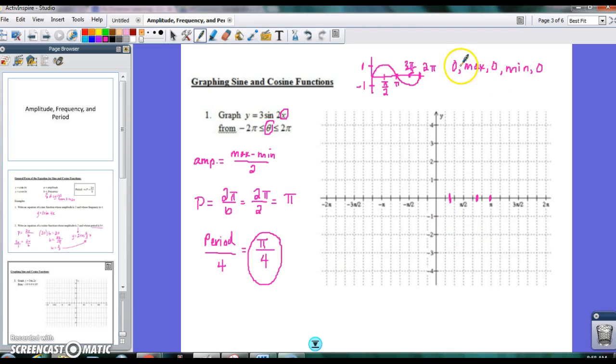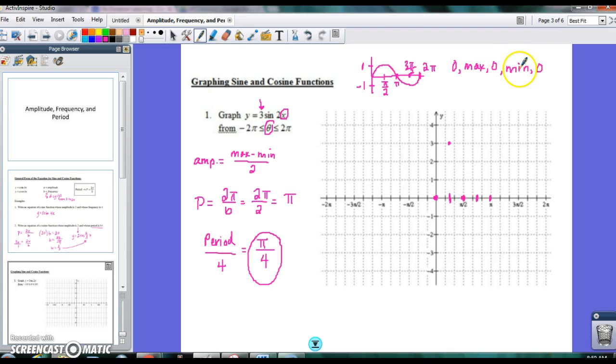Now, remember, I have to follow this pattern: 0, max, 0, min, 0. That's the pattern of the sine graph. So I start at 0, and then at pi over 4, I have to go up to my max. Well, in this case, my max is 3 because my amplitude is 3. So I'm going to go up to 3 at pi over 4. So I have my 0, then I have my max. Then my next one, I go back to 0. So at the next pi over 4 increment, which is here, I'm back at 0.